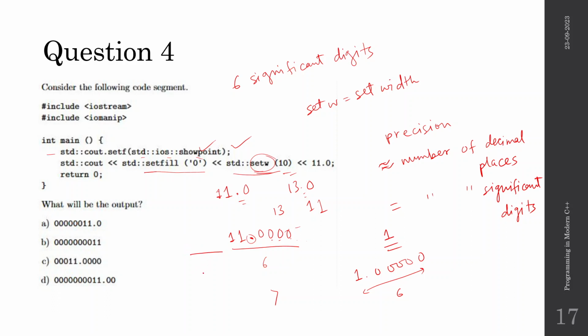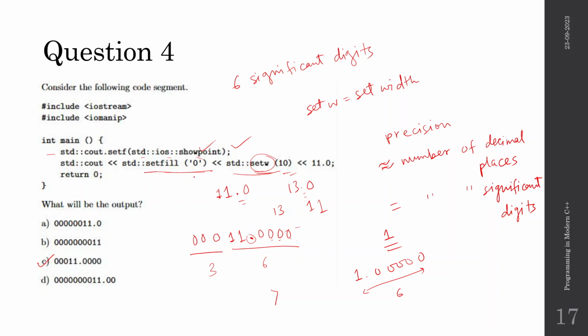For that, the default fill character is space. Okay, so if we don't specify anything, then 3 spaces will be printed, and then this 11.0000 will be printed. But here we have set the fill character to 0. So since the fill character is 0, instead of 3 spaces, 3 zeros will be printed. Okay, so finally this will be the answer. So 3 zeros, then 11, and then 4 zeros after the point.